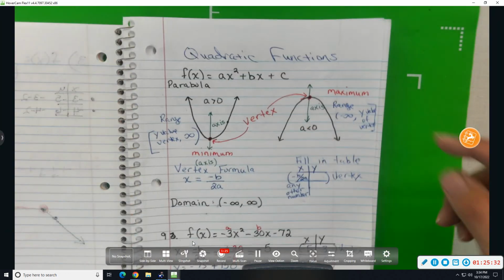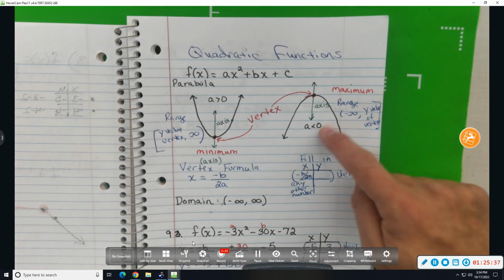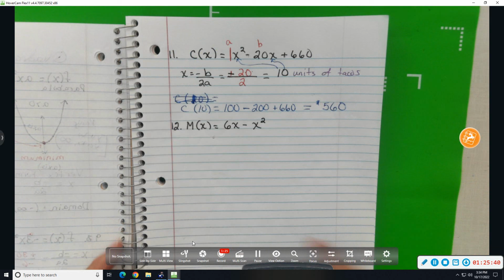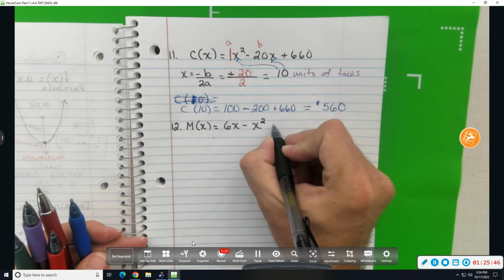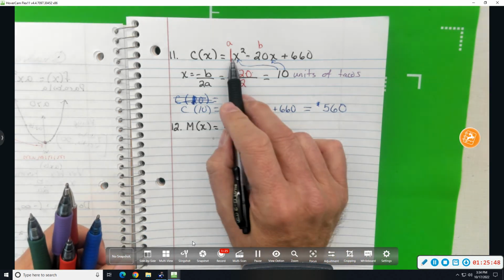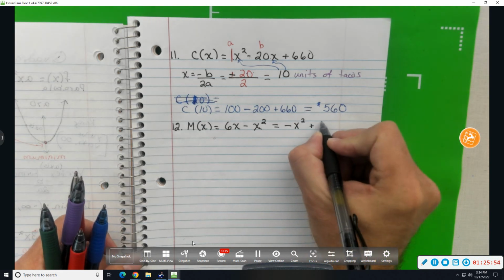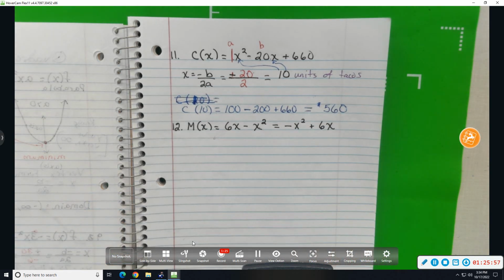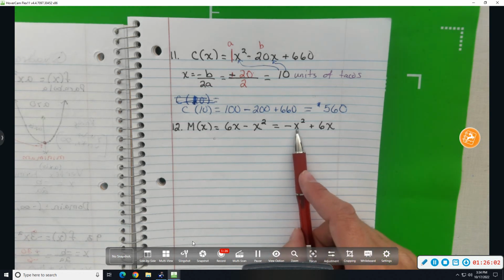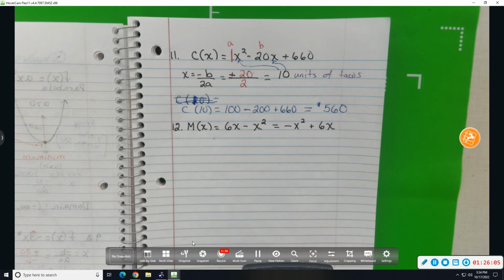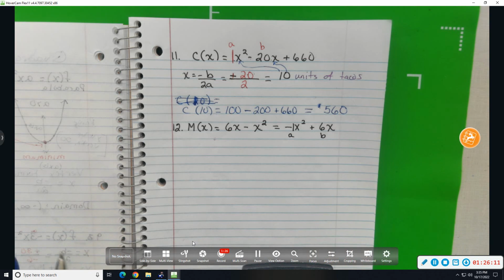The fact that it's talking about a maximum leads us to think it better be opening down. Is it opening down? Is A negative? At first glance, you might say A is positive. No, it isn't. This should be written with the x squared first. We're going to write this as negative x squared plus 6x. When it's written with the x squared first, is it clear that this thing is opening down? Because A is negative 1 and B is positive 6.